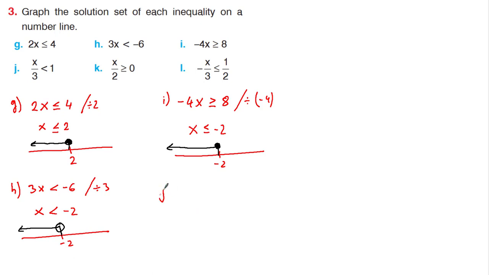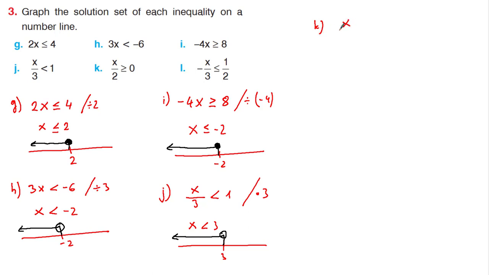And j, x over 3 is less than 1. Well, now we will have to multiply by 3 to get rid of the denominator here, 3. So we multiply both sides by 3. And what do we get? We get x is less than 3. Shown on the number line, it looks like this.